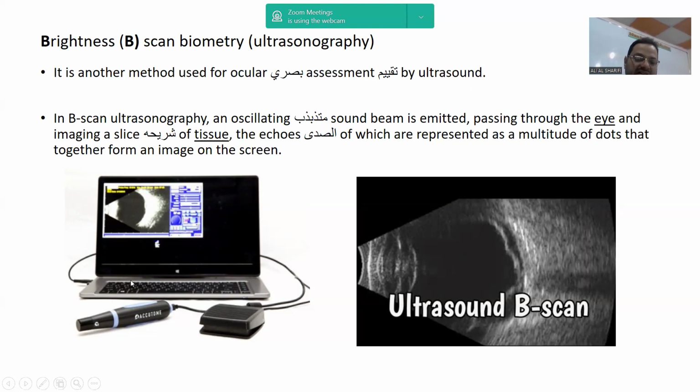This is the screen here. It's a little bit smaller than the A scan. Its contents are easier: a laptop and the probe, and by using the same laptop screen, we can display this plot.